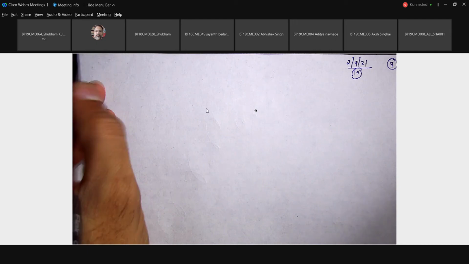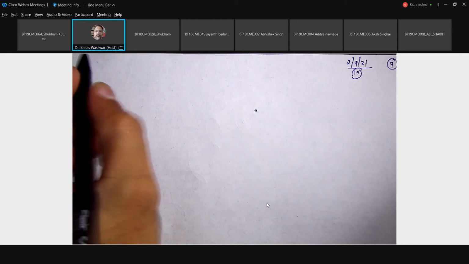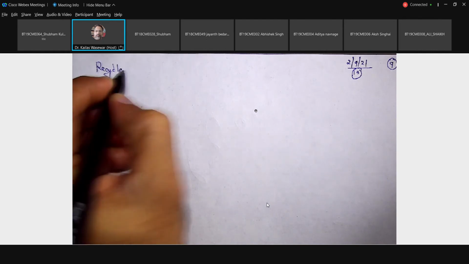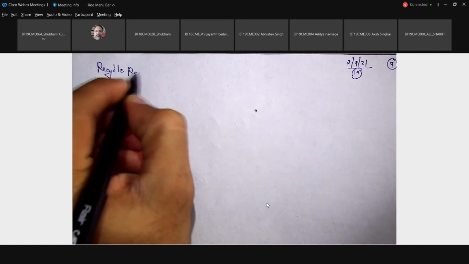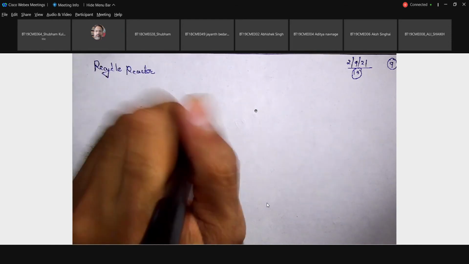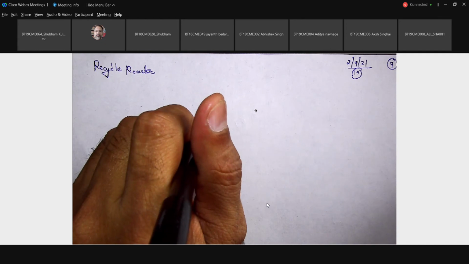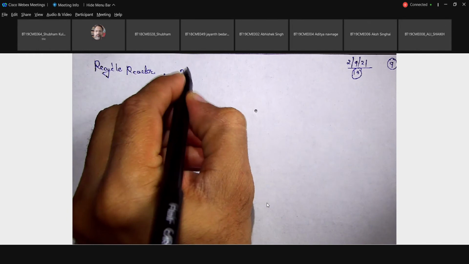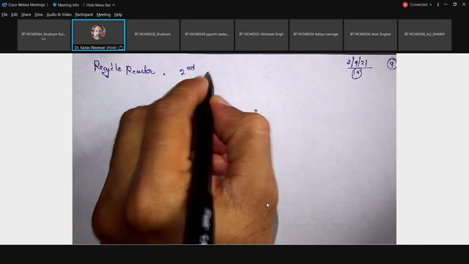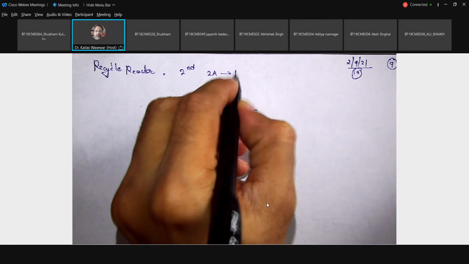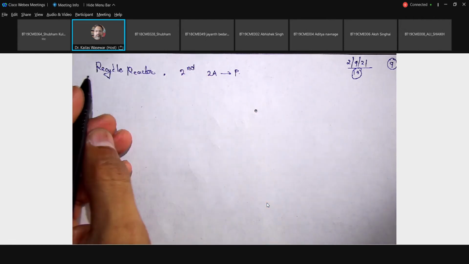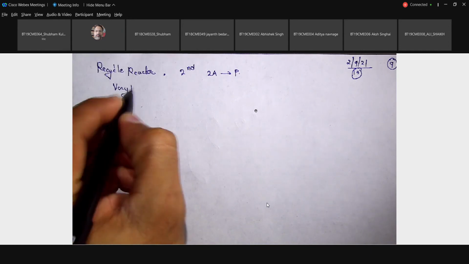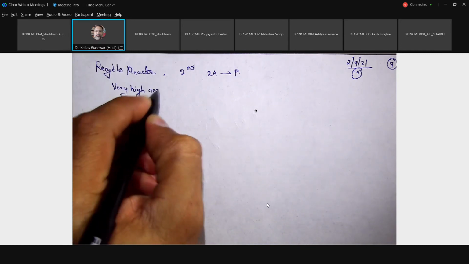Homogeneous reactions. Say that we have the recycle reactor, where we are performing a second order reaction that gives the product. And here we have a very high recycle.